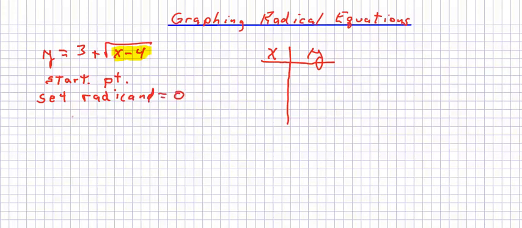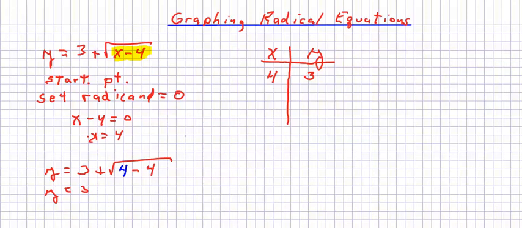So x minus 4 equals 0, x equals 4. So this is my starting point. X is 4. Now I plug it into the equation. 4 minus 4 is 0, square root of 0 is 0, 0 plus 3 is 3. Just to show you, y equals 3 plus the square root of 4, replace the x with 4, minus 4, and we get y is equal to 3.